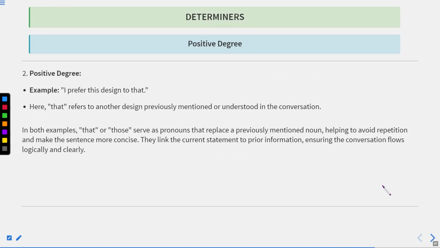Okay. A positive degree. Example: I prefer this design to that. Here, that refers to another design previously mentioned or otherwise understood in the conversation. For example, that or those serve as pronouns that replace a previously mentioned noun, helping to avoid repetition and make sentences more concise. They link the current statement to prior information, ensuring the conversation flows logically and clearly.